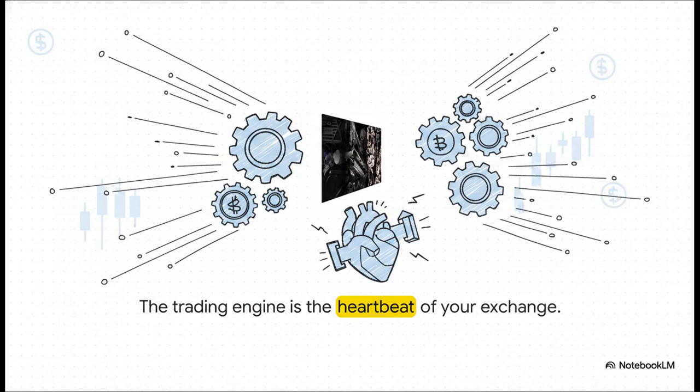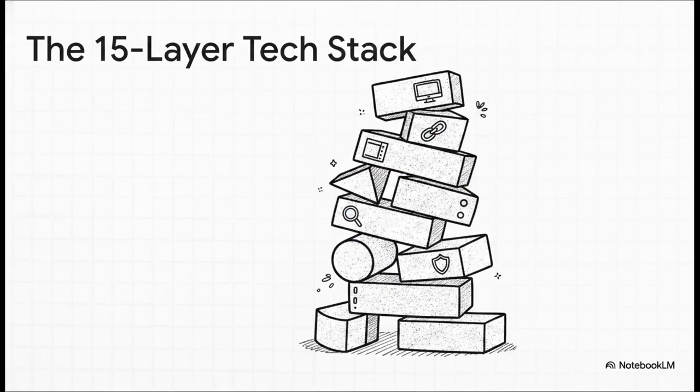When we talk about performance here, we're talking about ultra-high-performance engines, usually built in languages like Golang or C++. And they have one job, just one, matching buy and sell orders with microsecond latency. In the crypto world, a millisecond delay can cost traders serious real-world money. So this engine has to be absolutely flawless. But the engine doesn't operate in a vacuum.